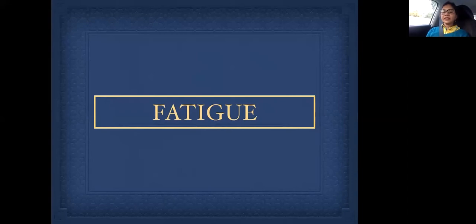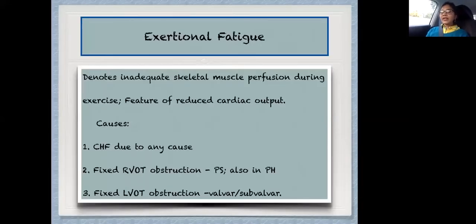Now we go to the next symptomatology point, which is fatigue. So exertional fatigue denotes inadequate skeletal muscle perfusion during exercise, which is a feature of reduced cardiac output. And when you hear about it, you can think about cardiac causes like congestive heart failure from any cause, or ventricular outflow tract obstruction. So when you exercise, your cardiac output is supposed to increase. But if there is a roadblock, if the outflow of the right or the left ventricle is obstructed, then the heart cannot increase the cardiac output, and it is perceived as exertional fatigue. So this can happen in severe pulmonary stenosis and even in pulmonary hypertension.